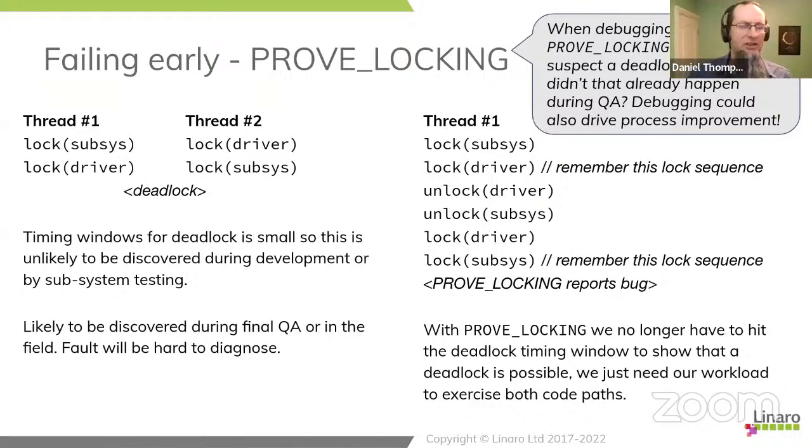On the left-hand side here, I have 2 threads which, if they occur in exactly these timings, will deadlock. I've only shown the lock operations. You can assume there's lots of other code between the taking of locks and the freeing of locks. But the first thread takes a subsystem lock and then takes a driver lock. And I've picked these names very deliberately because this is a very common mistake.